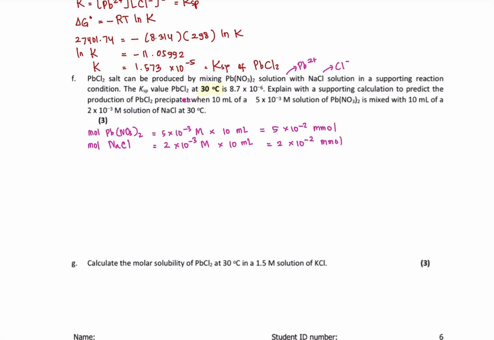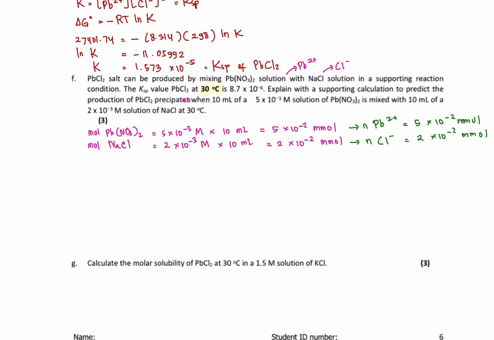So this one here will be the source of Pb2+. So we have the amount of Pb2+, which is a 1-to-1 ratio, so it's the same. This one here, and then from this we have the mole of Cl-, which is also a 1-to-1 ratio to the sodium chloride. So here we have this value.